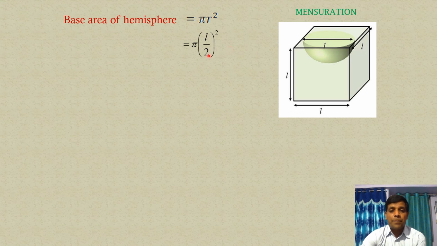Now next step: pi into L square by 4. Pi L square by 4. Write down the next step: pi L square by 4 square units. This is the base area of the hemisphere, or the area of the circular shape. Now, the total surface area of the remaining solid.